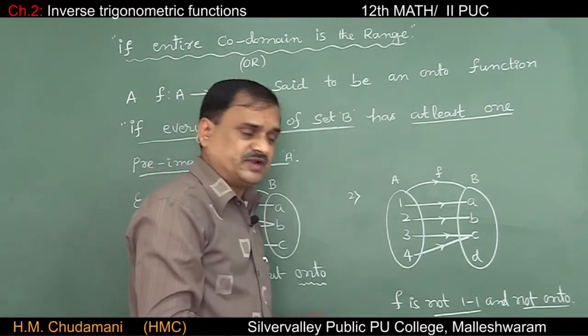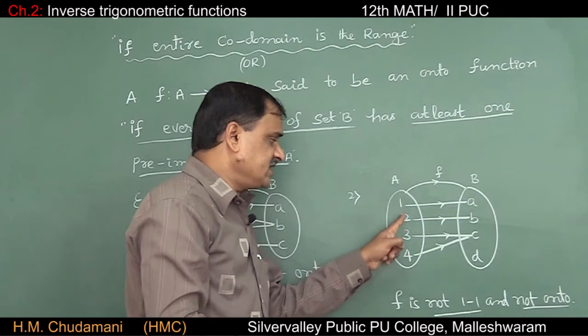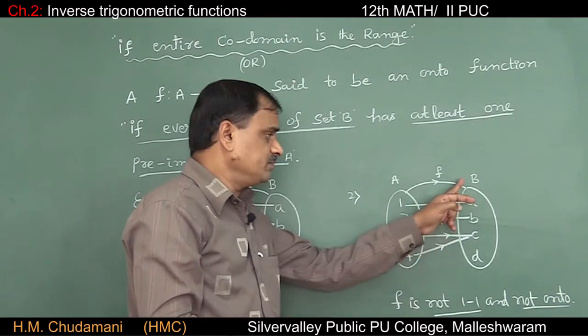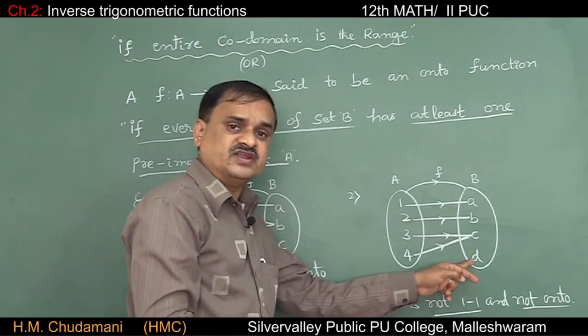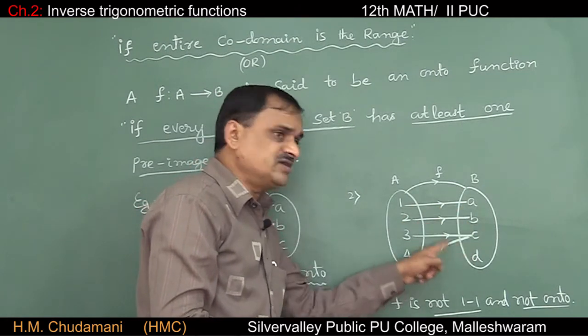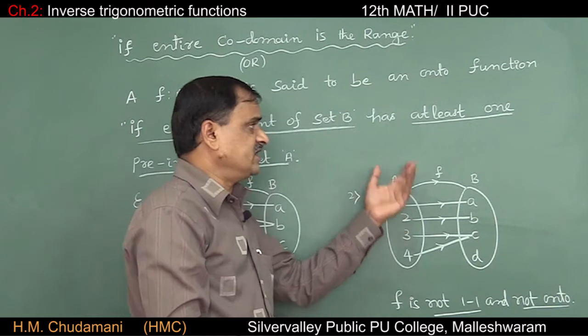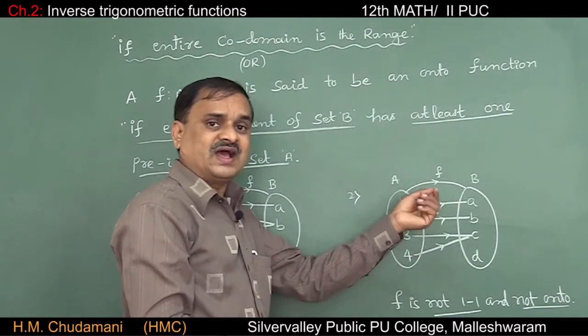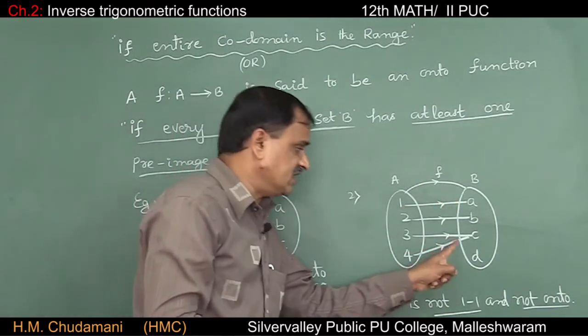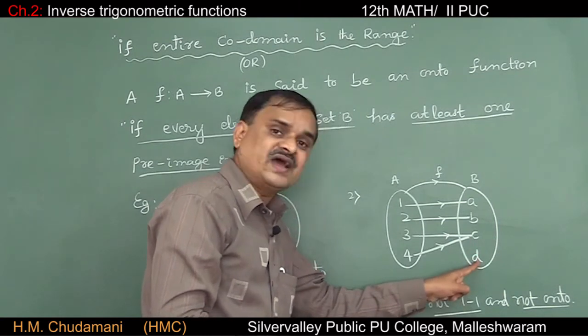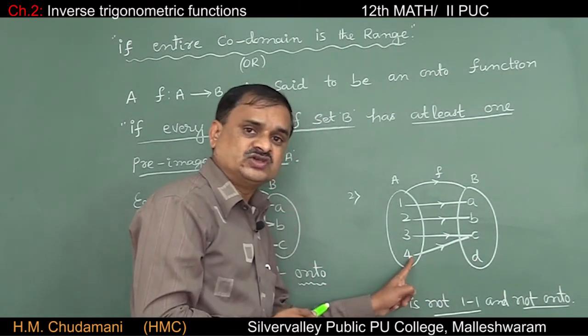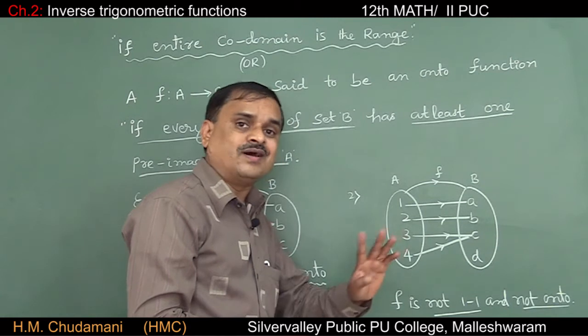Take this example. The set A consists of 1, 2, 3, 4. B consists of a, b, c, d. So every element of the set B is associated to a unique element. Every element of the set B has at least one pre-image? Look at d. d has no pre-image. That's why it is not onto.